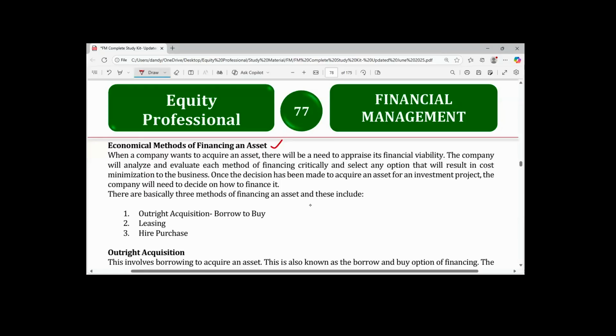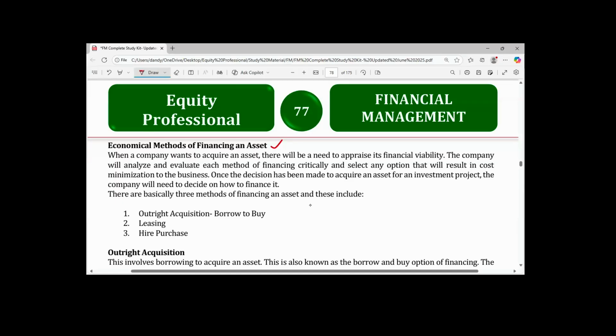However, the most important thing is that if you want to purchase, for example, a motor vehicle, you know the cost of the motor vehicle, and you know the cash flows that the asset is going to generate throughout its useful life. Therefore, you need to first evaluate the financial viability of the asset, because as a company you are not supposed to just go ahead and commit financial resources into buying an asset, leasing an asset, or buying an asset through hire purchase. You need to first appraise the asset to know whether it is financially viable.